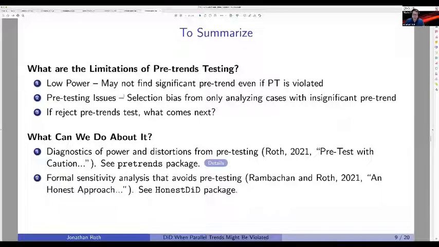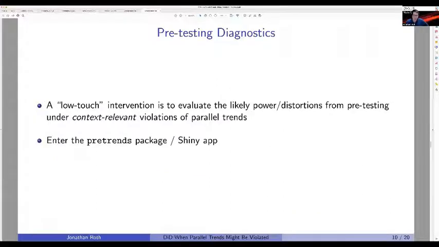And if so, what are the likely distortions from pre-testing, based on the selection bias that I just talked about? So that's the first approach that I'll talk about. And then the second approach is a more formal sensitivity analysis that avoids the need to do the pre-testing, but tries to formalize a lot of the intuitive motivation that's motivating that practice. So let me talk about each of those briefly in turn.